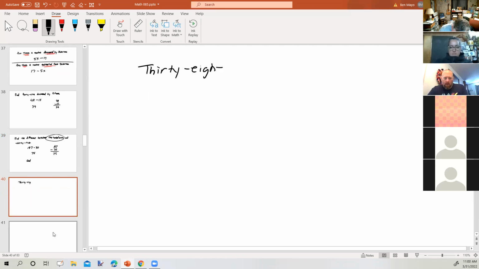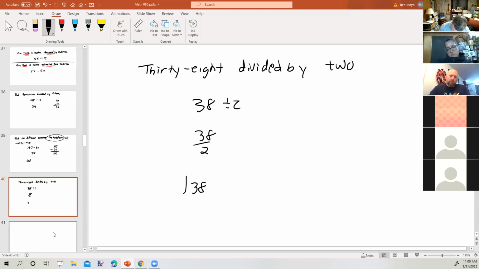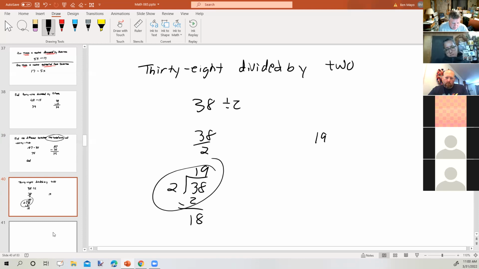38 divided by 2. You could write it 38 divided by 2, or you could write it as a fraction. Probably the most useful form in this context is this one. 2 goes into 3 once, bring it down, subtract it, 1 remainder, bring down the next term, 2 goes into 18, 9 times. So your final answer would be 19.